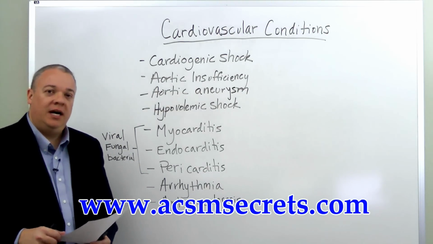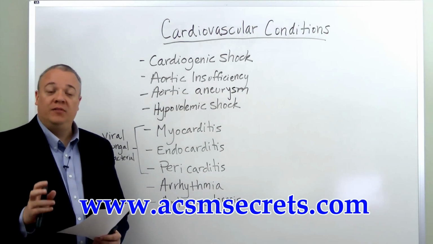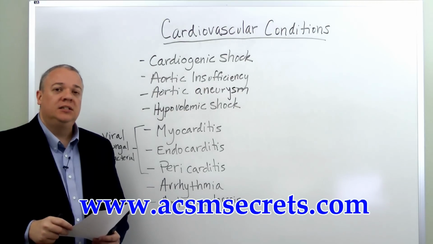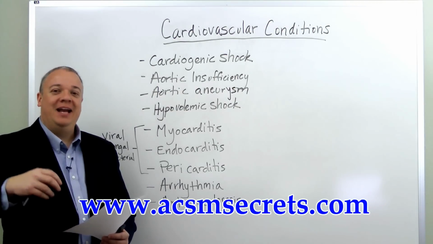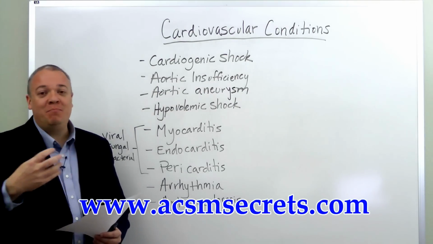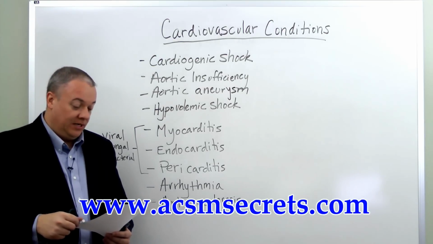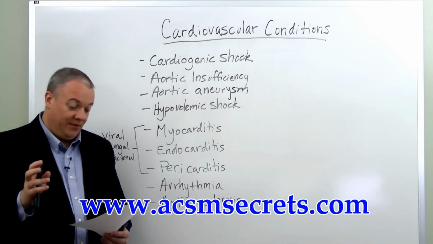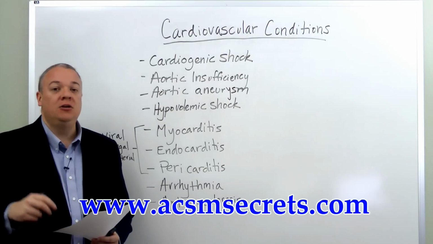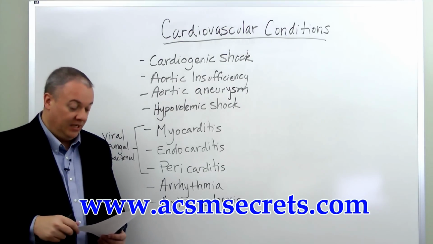The next condition I want to look at is aortic insufficiency. In this case, what you have in the aorta is a valve that is not closing sufficiently, and as the blood flow comes through, you get backflow back into the left ventricle. So a heart valve disease that prevents the valve itself from closing completely, and you get backflow of blood.